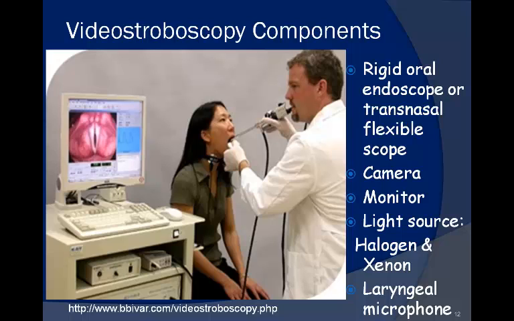In order to perform a video stroboscopic exam, one must have a video stroboscopy unit. This consists of a computer with the appropriate software, a computer monitor for video playback, the light box with both halogen and xenon light sources, a camera that attaches to the end of the scope, unless of course you have a chip in the tip of the scope, and a laryngeal microphone or electroglottography.